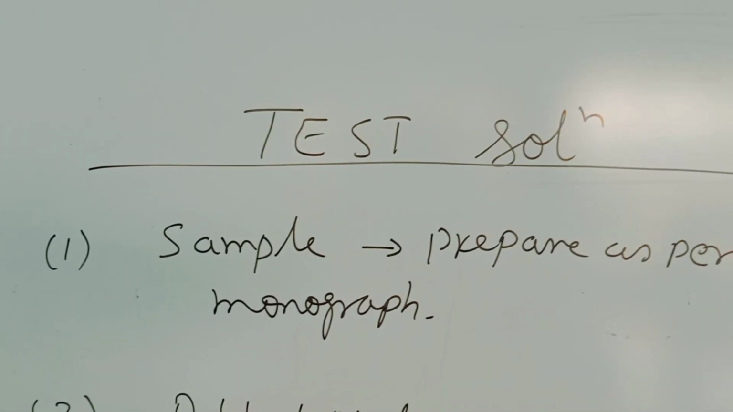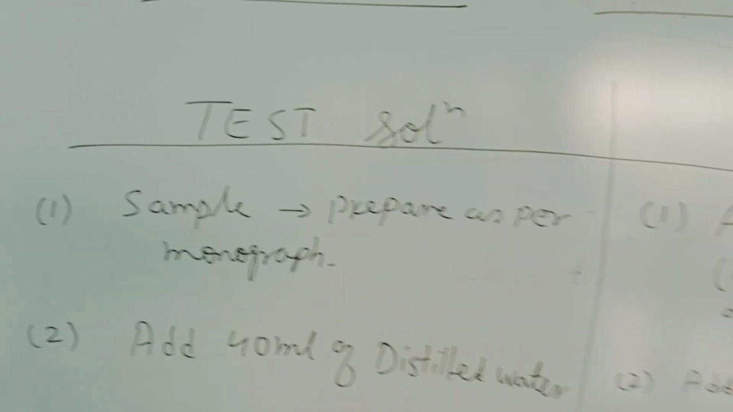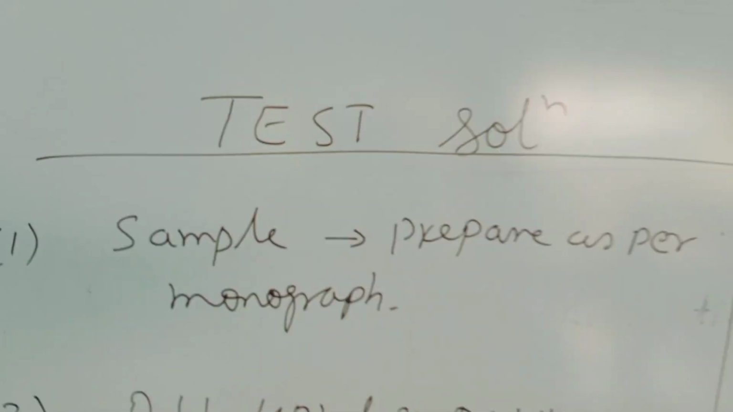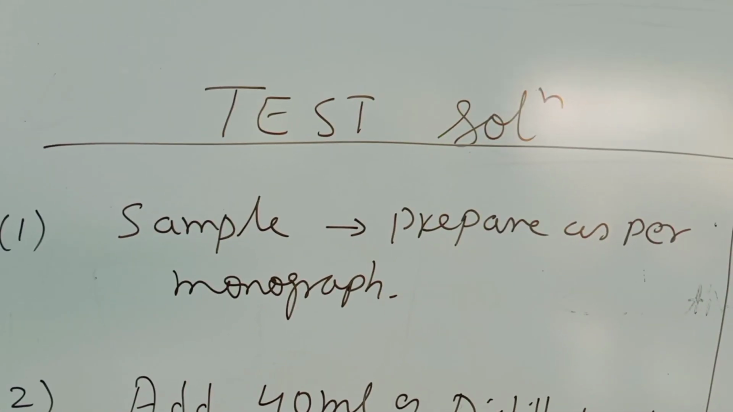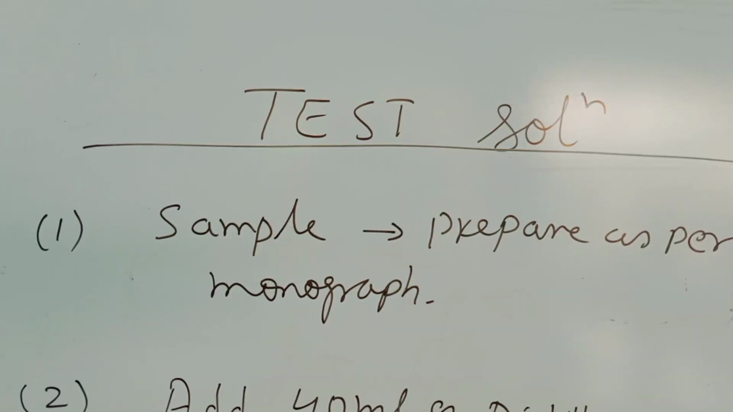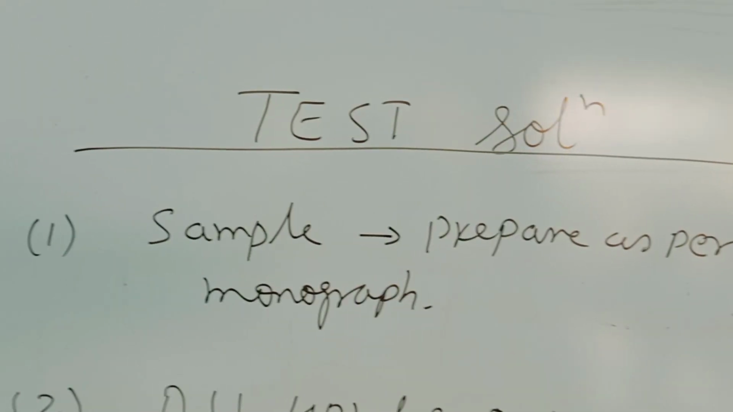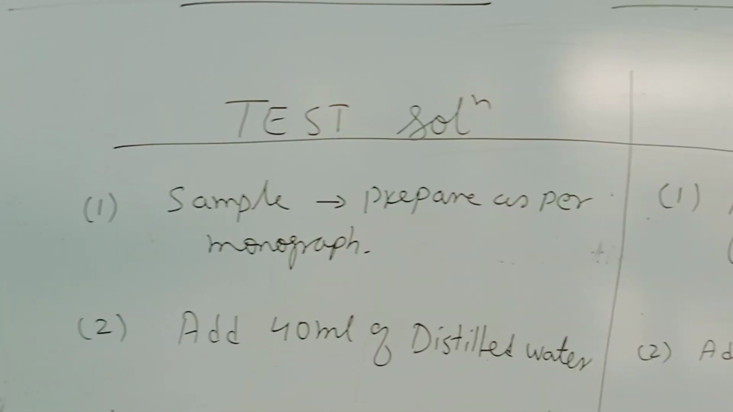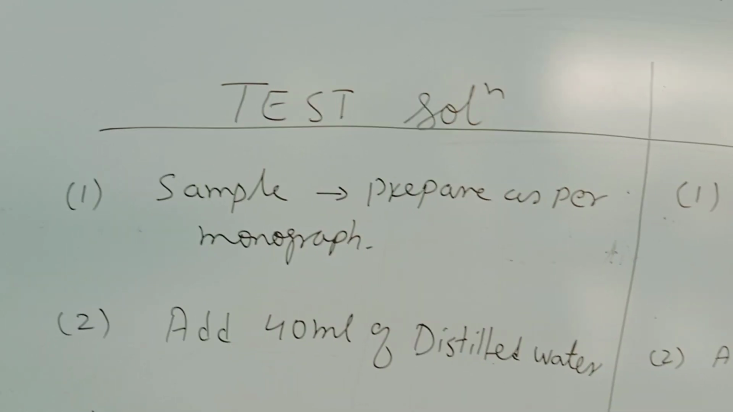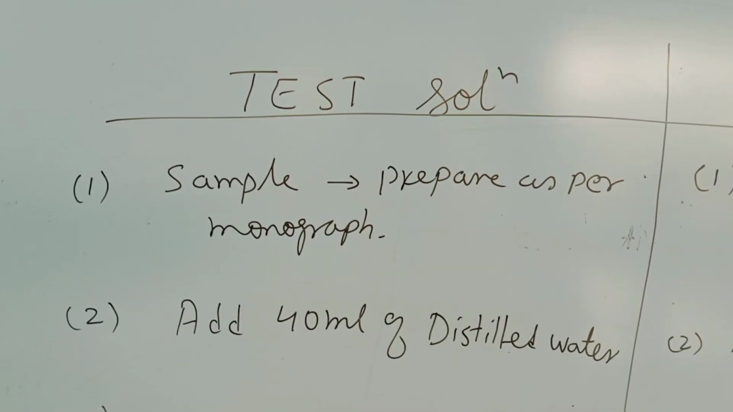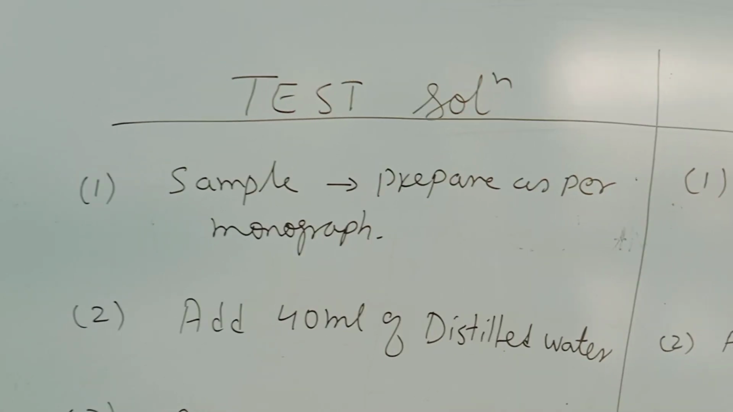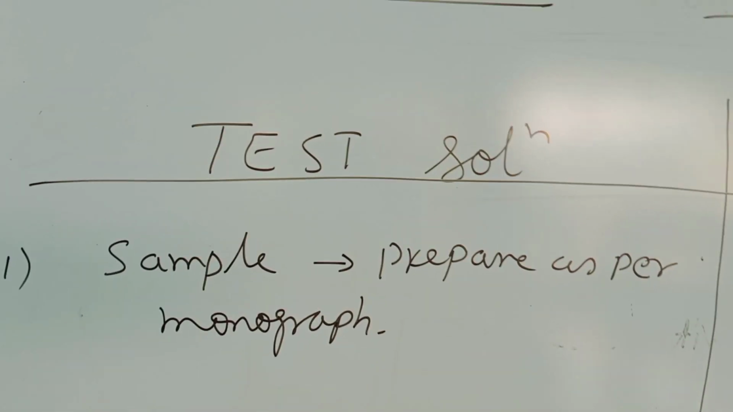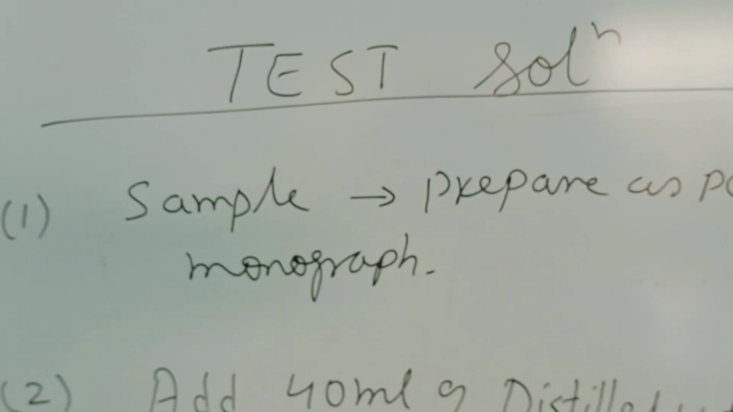So the very first step in the limit test of iron is to prepare the sample as per the procedure given in the monograph. That particular procedure may vary according to the nature of the sample. However, in a general procedure, a particular quantity of sample has to be dissolved in a definite quantity of water or the appropriate solvent, whichever is mentioned in the monograph, and the sample which is prepared is then transferred into the Nessler cylinder.